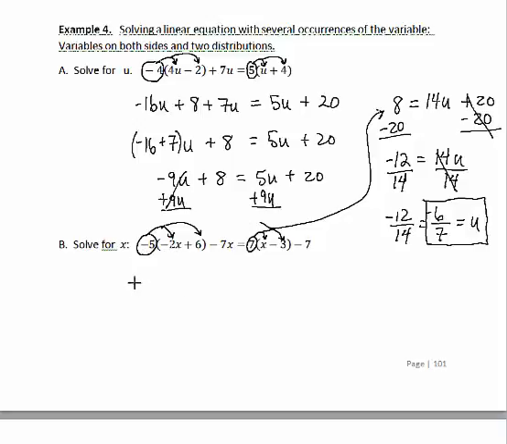Negative 5 times a negative 2 is a 10. Just multiply negative 2 times negative 5 to get the 10x. Now we distribute negative 5 to a plus 6, and that results in a negative 30. Don't forget the negative 7x. It wasn't involved with the parentheses, so we just bring it down alongside the 30.